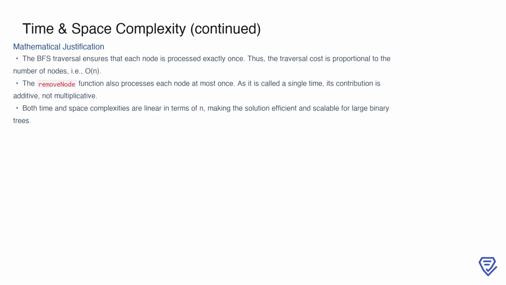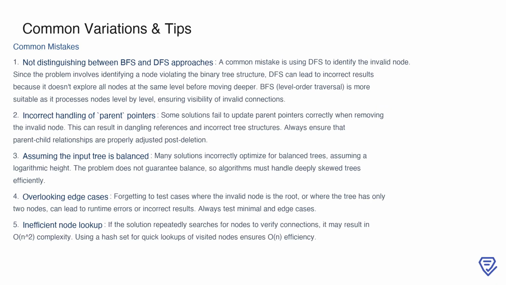In conclusion, the linear time and space complexities reflect the algorithm's ability to handle the problem in an optimal and efficient manner. In this problem, there are several common mistakes that can trip up even experienced coders. First, it's important to distinguish between BFS and DFS approaches. While DFS is useful for traversing trees, it's not ideal here because the problem requires identifying an invalid node that violates the tree structure. BFS, or level order traversal, is more suitable since it processes nodes level by level, ensuring that all nodes at the same depth are explored before going deeper.